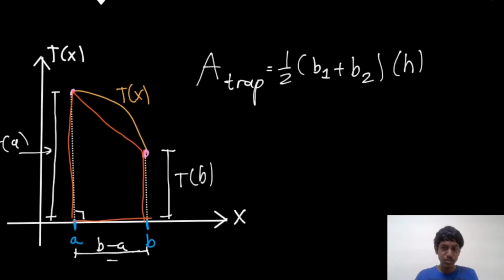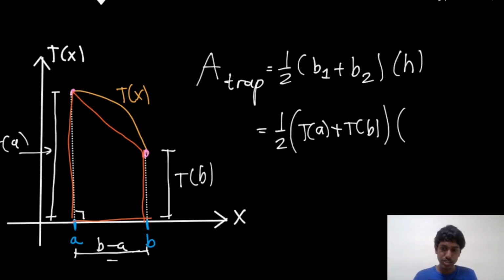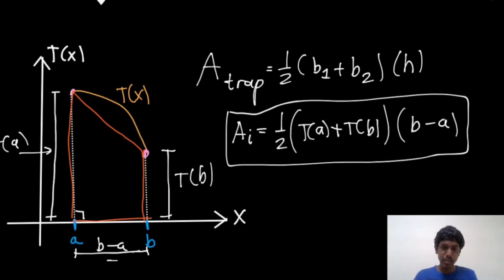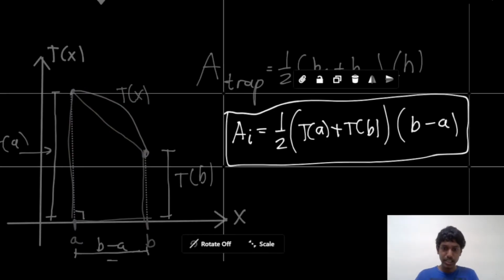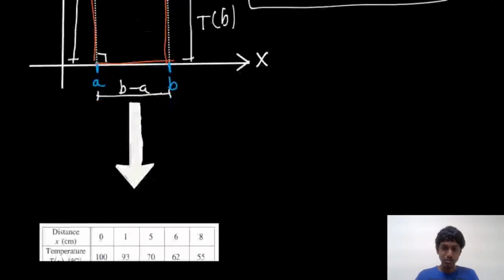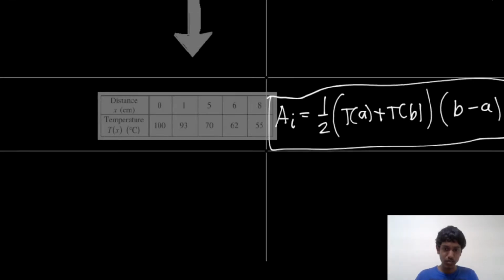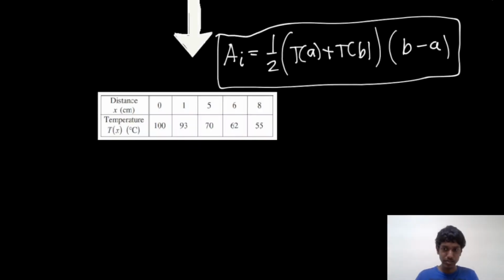So we know that you're going to get 1/2 times the sum of the bases, which is t of a plus t of b, and then we're going to have an h, which is just b minus a. So this is the area of a single element, and we're going to use this over and over again for all of the pieces to figure out the total area. So let's select this, and then we will move it over here so that we can clearly see it.